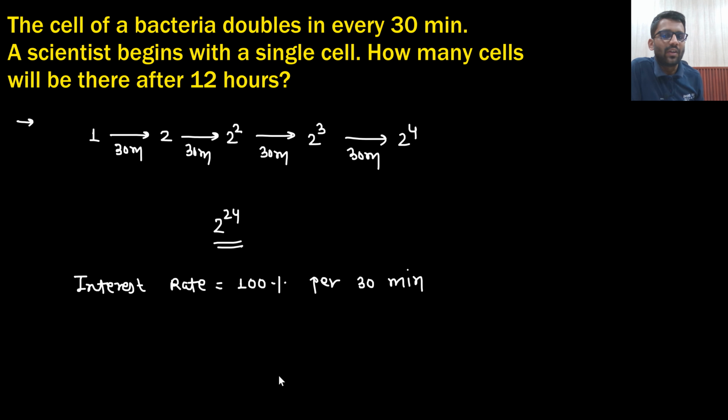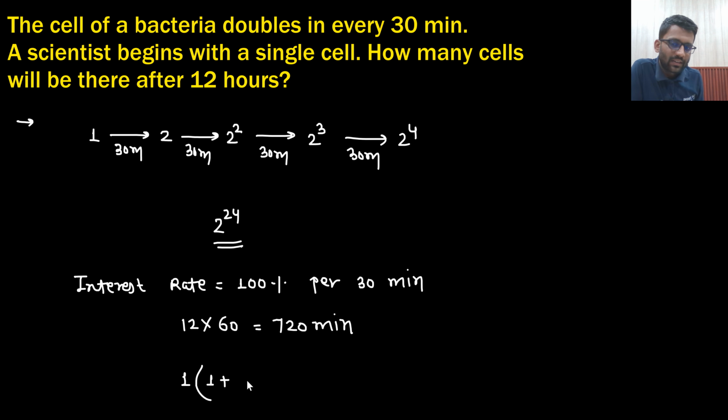And how many minutes do you have? 12 hours into 60 minutes, 720 minutes you have. That means it will go 24 times. Initially you have one bacterium only, then 1 plus 100% rate. Per 30 minutes it was increasing, from 30 to 720 you will have to multiply 24 times. So basically you will have 24 periods.